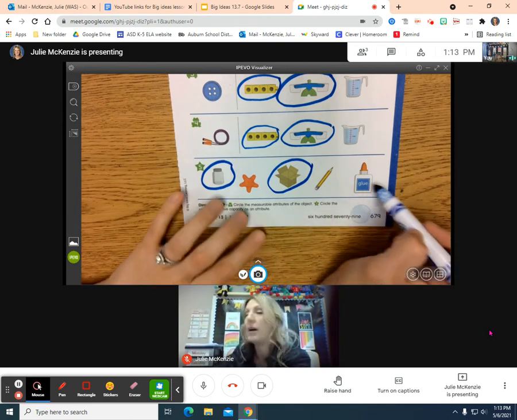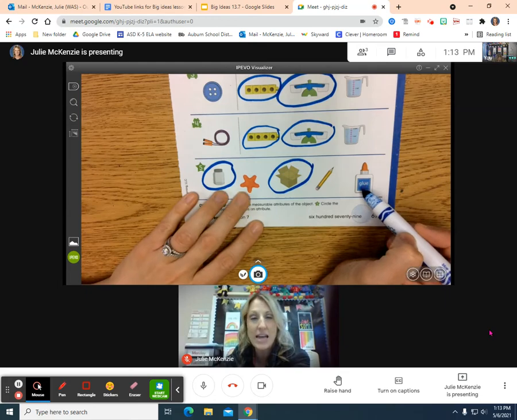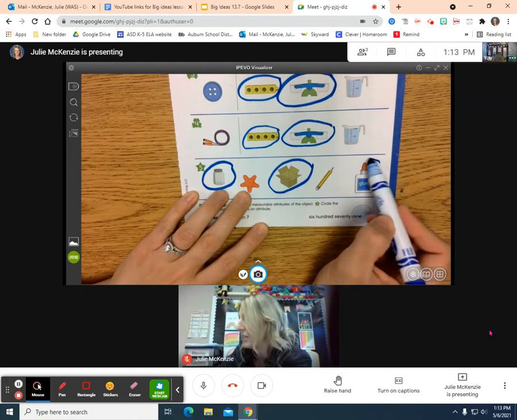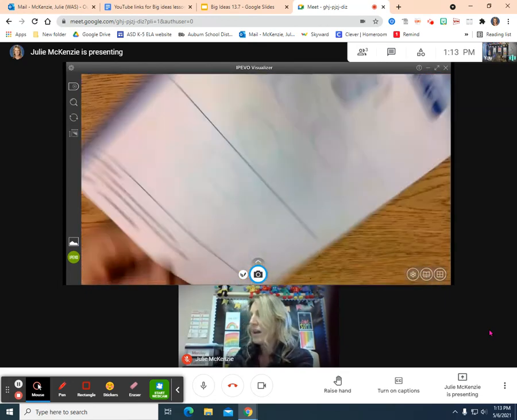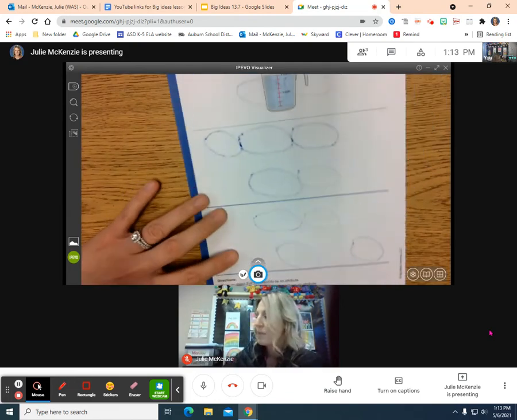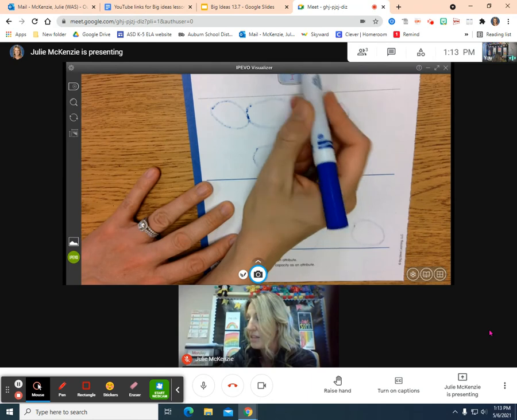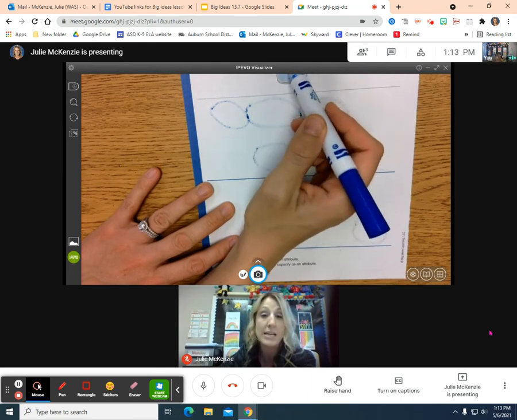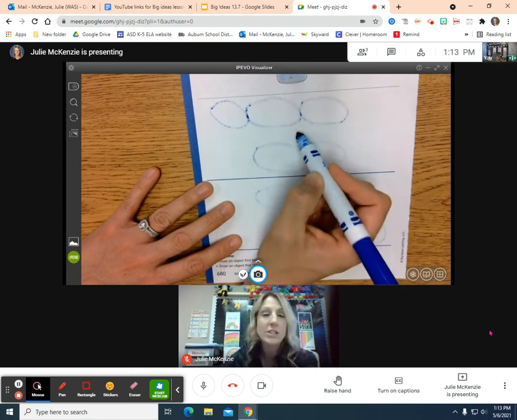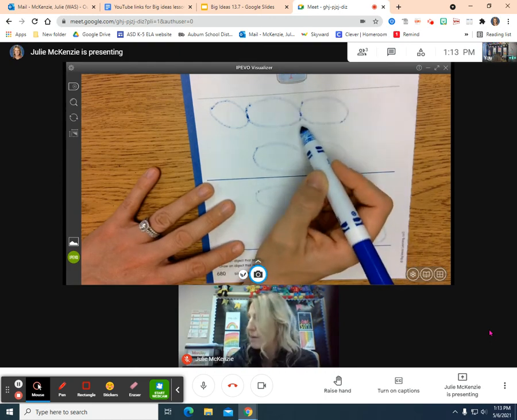What about a glue bottle? Does a glue bottle have capacity as an attribute? Yes, it does. All right, turn to the other side. So this shows capacity. This is something that represents that we can measure the capacity, how much of something can fit inside. Right here, let's draw an object together that shows capacity.